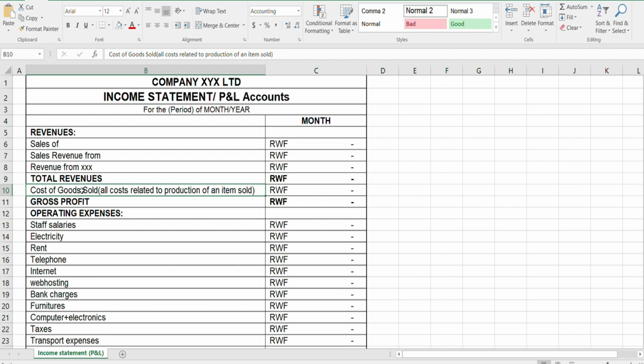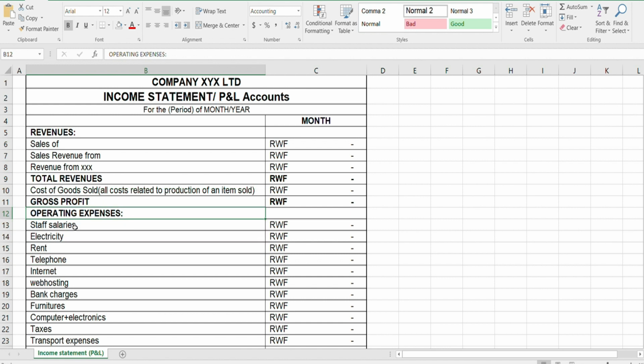We'll also learn about the cost of goods sold. Those are costs related to production of an item sold. I mean, you may have sold some items, but there is a cost that was used to produce those items. That's the cost of goods sold. That's a kind of expense which should be recorded separately from other operating expenses, even though all of them are expenses.